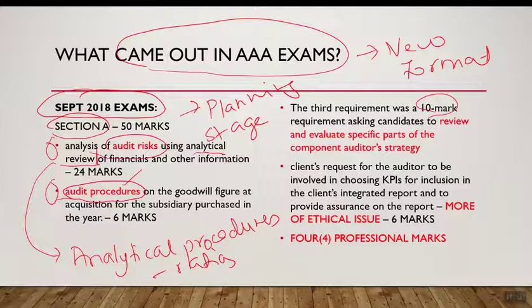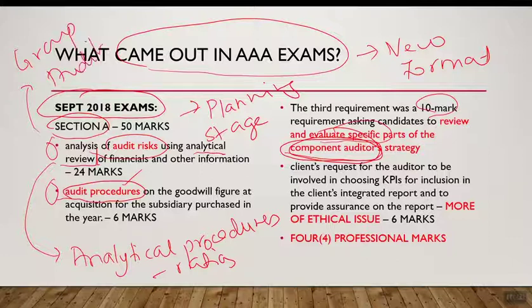In the September 2018 exams, there was also a 10 marks question asking candidates to review and evaluate specific parts of the component auditor strategy. Now, when you look at the word component auditor, immediately you will see the question was on group audits. That is why you must familiarize yourself with group audits. Because group audits is not just audited by one auditor. Sometimes they may have what we call component auditors to help the group auditor to perform an audit of financial statements.